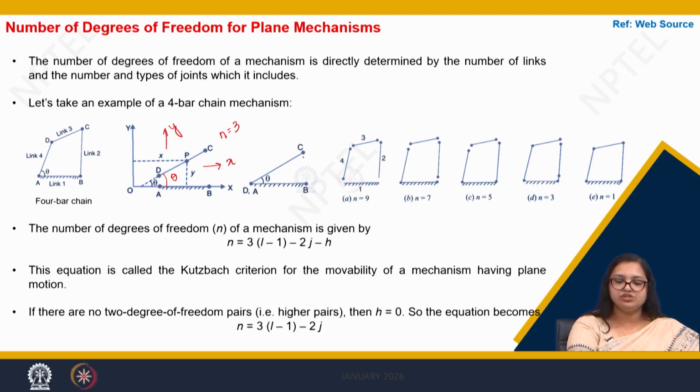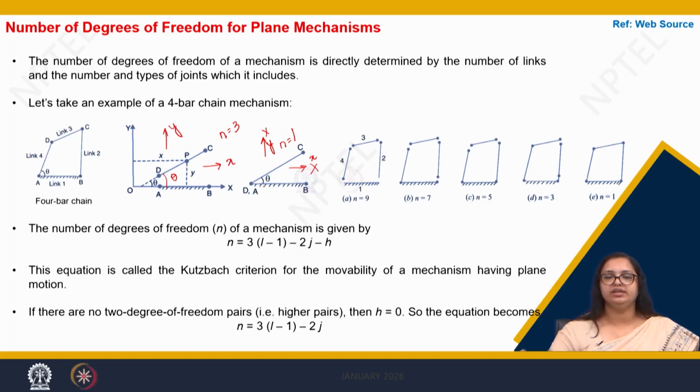Now when we join the point D with A, its degrees of freedom no longer remains 3. It comes down to 1. How is it? Because your CD cannot move in X direction, it cannot move in Y direction. However, it can only rotate about this axis with theta. So it has the degrees of freedom n is equal to 1.